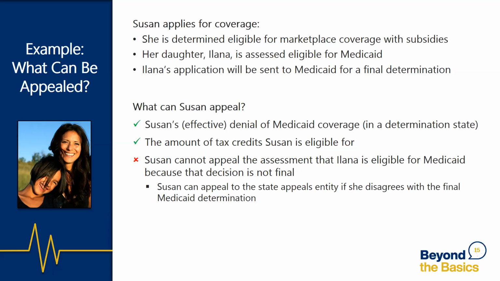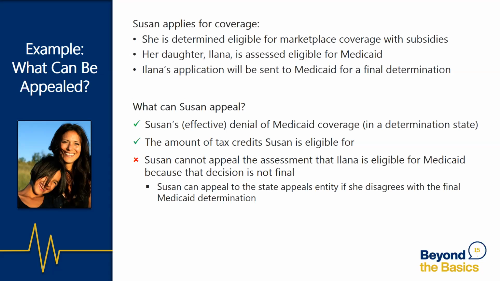So if we have an individual, we'll call her Susan. She's determined eligible for marketplace coverage with tax credits. Her daughter is assessed eligible for Medicaid, and the daughter's application is sent to Medicaid for a final determination. So what can Susan appeal? Again, anything that is final, Susan can appeal. So effectively, she was denied Medicaid because she was found eligible for marketplace coverage. So if she still thinks she's eligible for Medicaid, she could appeal. She was given tax credits to help purchase her marketplace coverage.